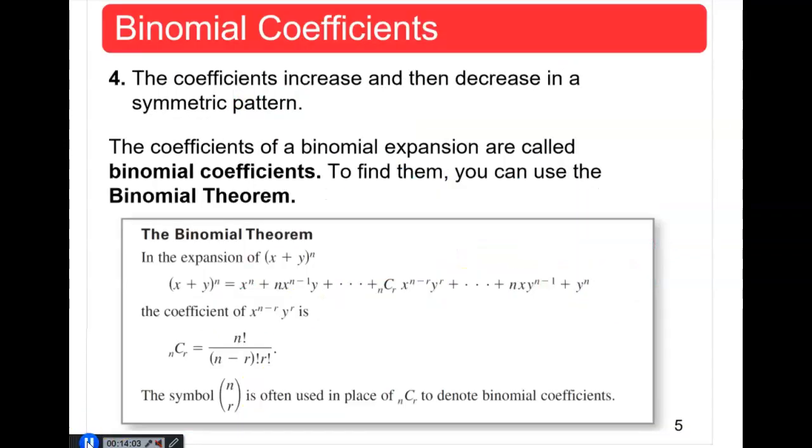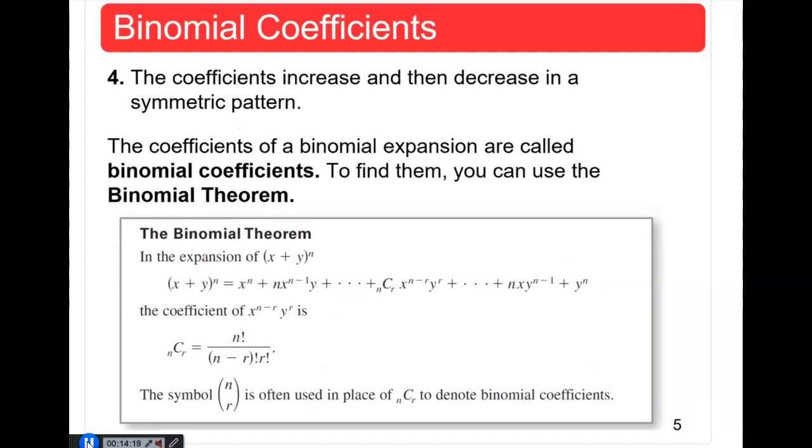And on the next slide, we have number 4, which is the coefficients increase. They go up and then decrease. They go down in value. And this is done in a symmetric pattern. So they will go up and then they will go down, symmetrically. You could see this with the Pascal triangle once we get to it. The coefficients of a binomial expansion are called binomial coefficients. To find them, you can use the binomial theorem.